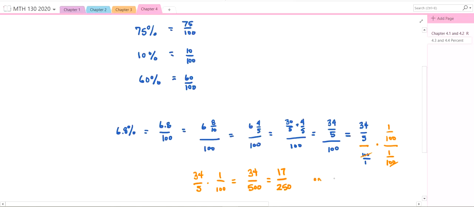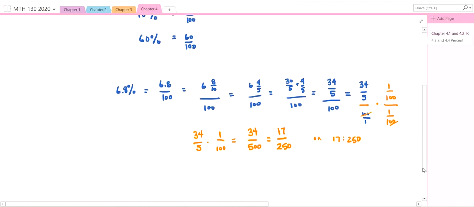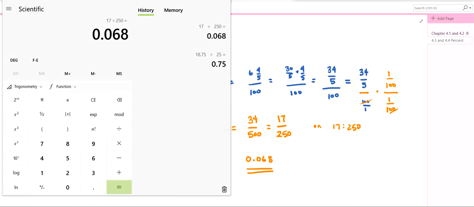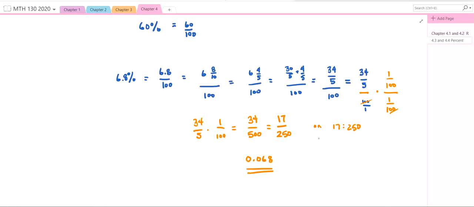or 17 to 250. And if I were to do this division on a calculator, I'd get 0.068. Here's a calculator where I plugged in those numbers. So you can go through that long drawn out process to try to figure out what this decimal is.